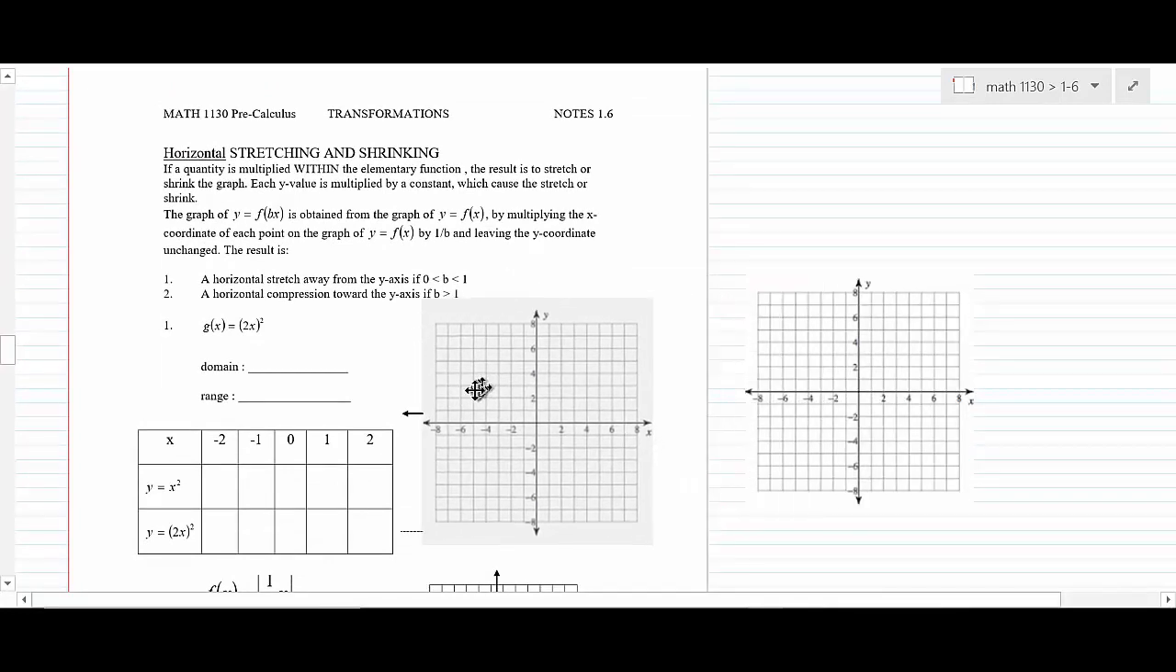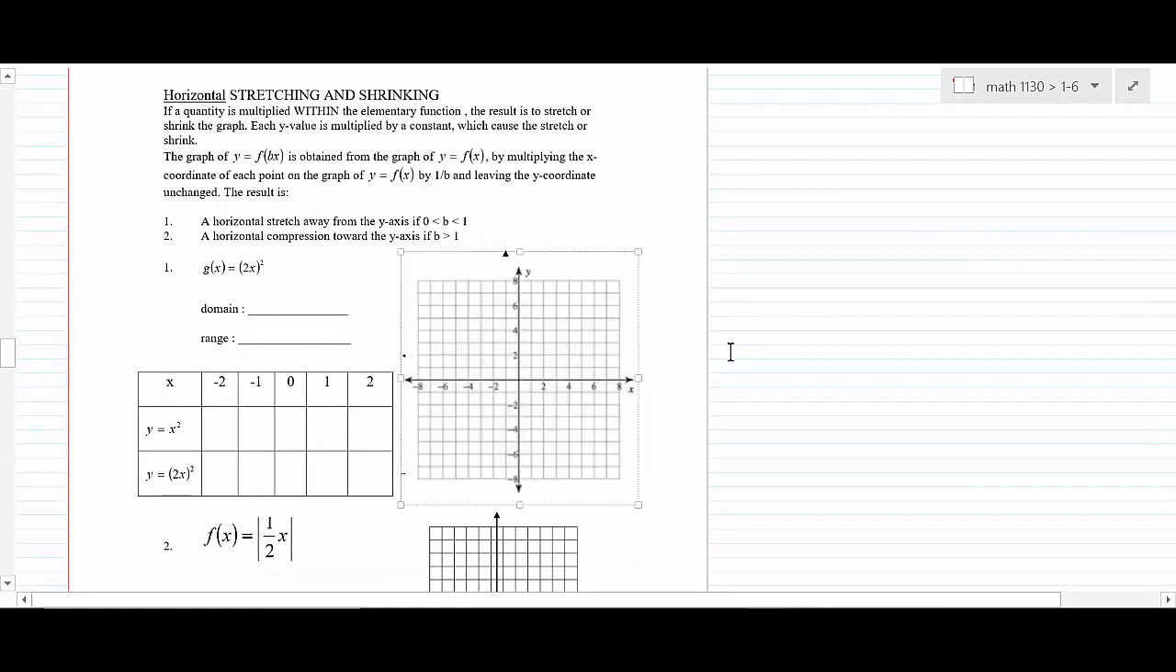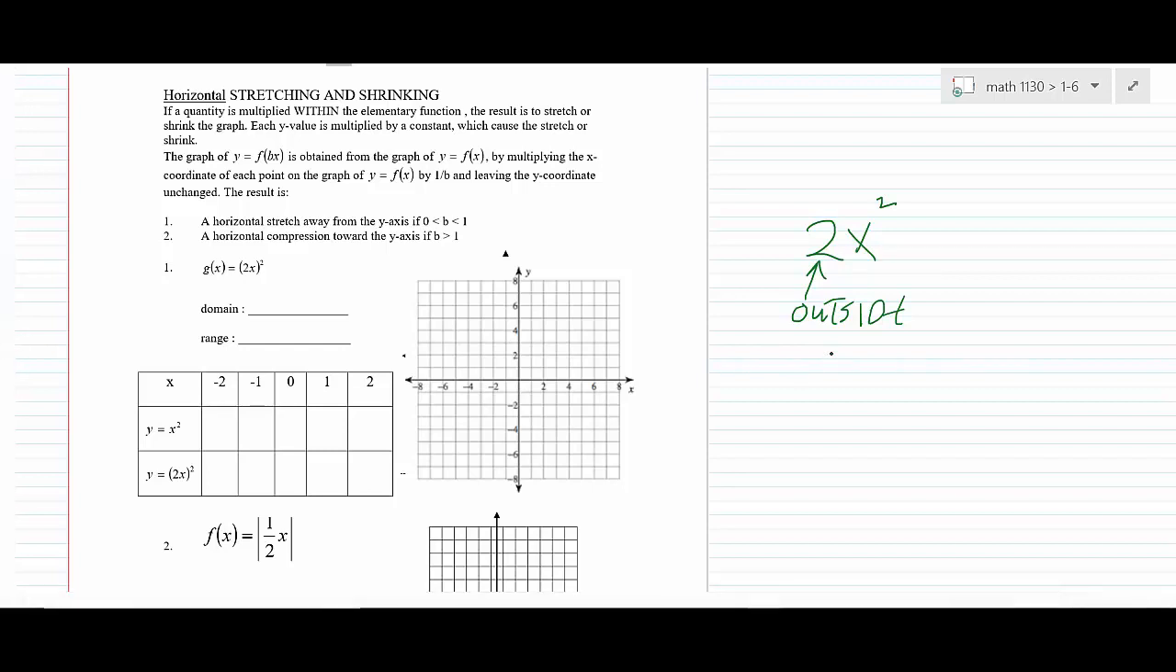We're not going to probably do a whole lot with horizontal. I'm just going to kind of show you how this works. But what's different about this problem, remember what we did a few minutes ago, is we did this problem, 2x squared. And see, that's outside of the function. So that's what affected y. So that's what made it stretch or shrink. Now you're going to put that 2 inside of the function.